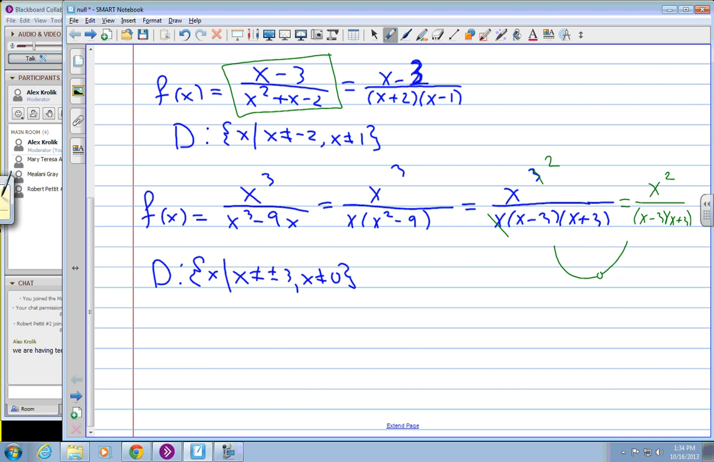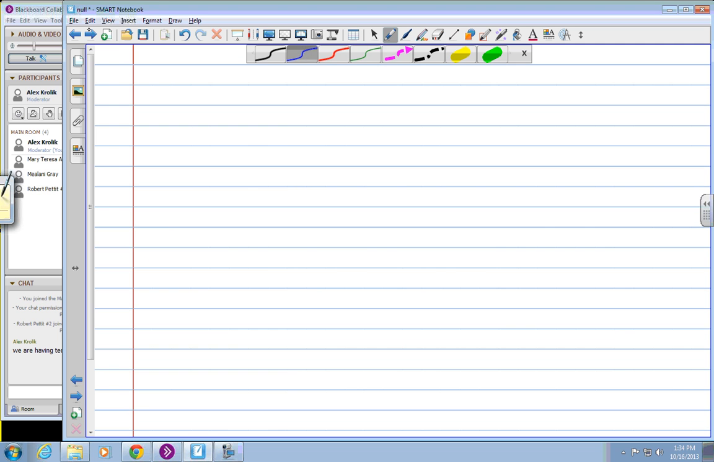So let me take this function again. F of x equals x minus 3 over x plus 2, x minus 1. So we already said the domain of that function is all real numbers except for negative 2 and positive 1. So that means this function is defined for all other values of x, right? No matter what x is, I can plug it in, and I'll get a nice answer, which is a real number. The only two numbers that I cannot plug in would be positive 1 and negative 2.